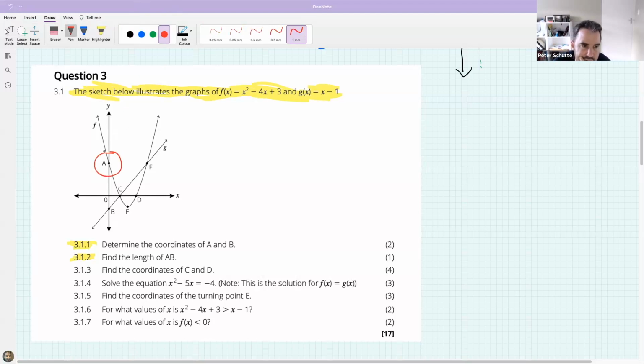So A is a particular type of thing, and B is a particular type of thing. A seems to be related to this function, and B seems to be related to that function. What do we think the answers are? Pop them in the chat.